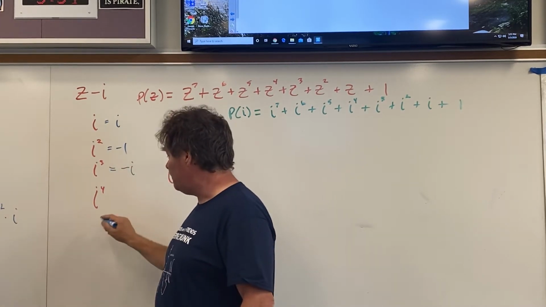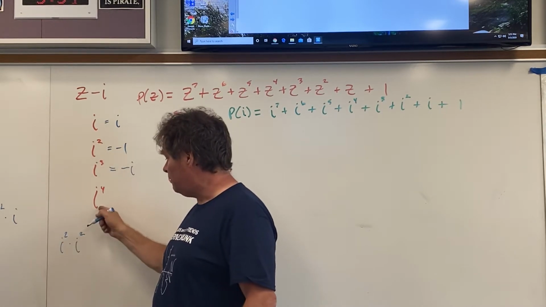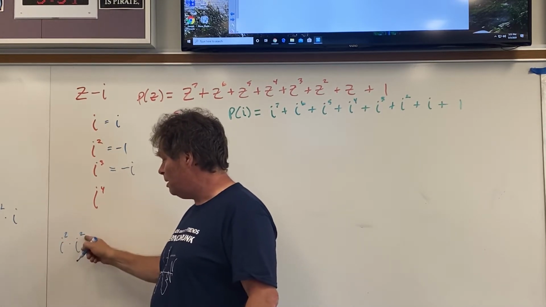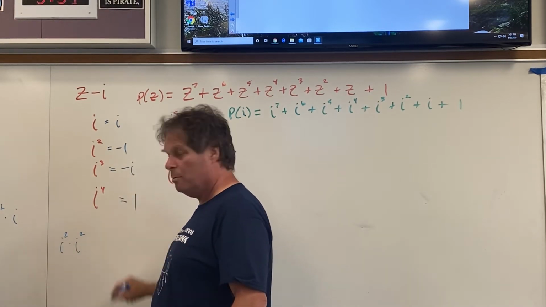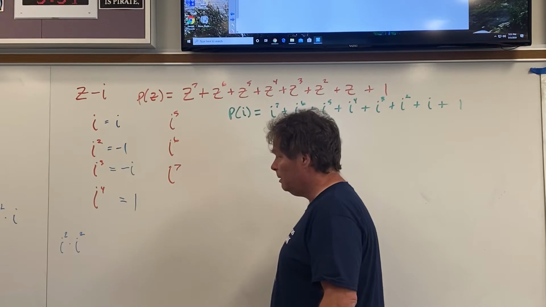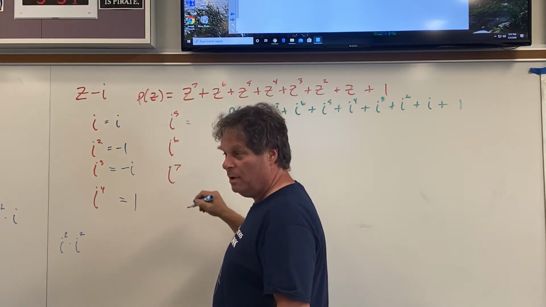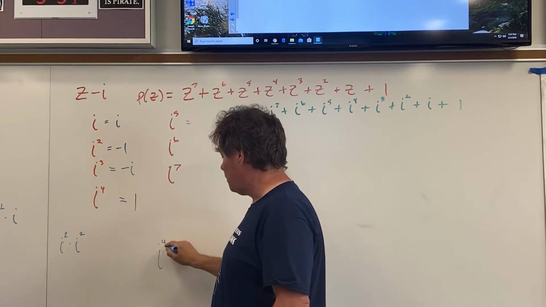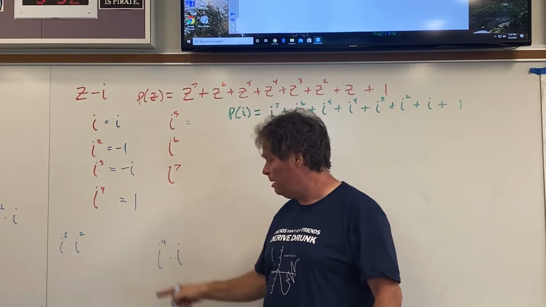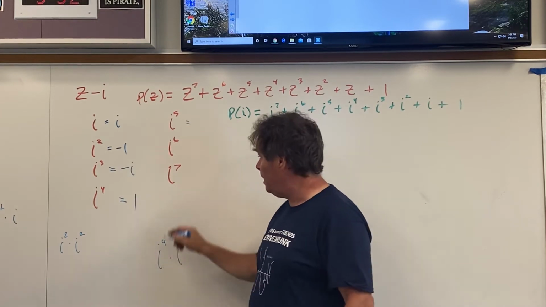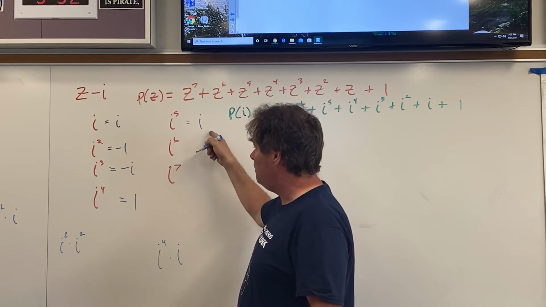Okay. What's i to the 4th? It's i squared times i squared. Isn't i to the 4th i squared times i squared? Yeah. This is -1 times -1, which is +1. Okay. How about i to the 5th? Well, you know what i to the 5th is? It's just i to the 4th times i. But i to the 4th is 1. So it's 1 times i is i. So i to the 5th is actually the same as i.